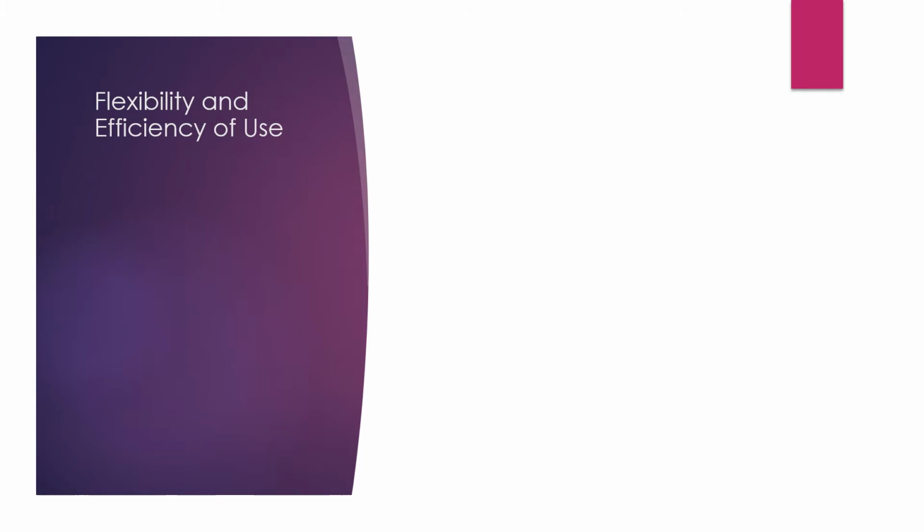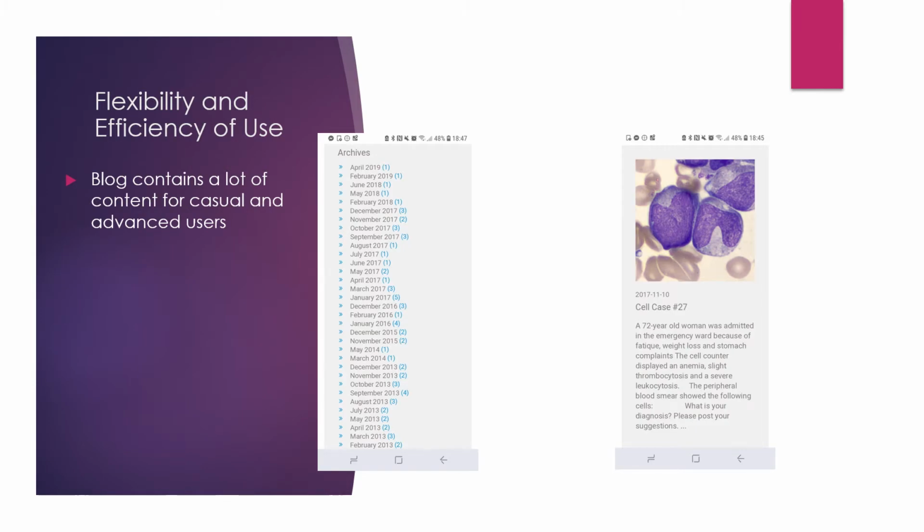Flexibility and efficiency of use. The blog contains a ton of content for casual and advanced users. There's an archive going back the whole way to 2011. And then the other thing that's really cool is they do these case studies, and these are uploaded by users. So here, for example, you can see this cell case 27. You can see these very abnormal looking, big, huge cells. And so they give a little bit of background about the patient information. It's all de-identified, so there's no HIPAA issues here, but it will show you the stuff.